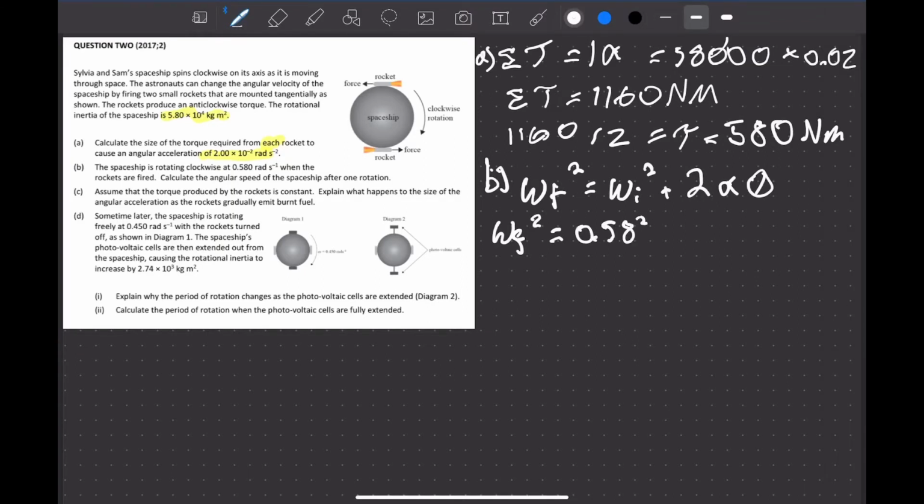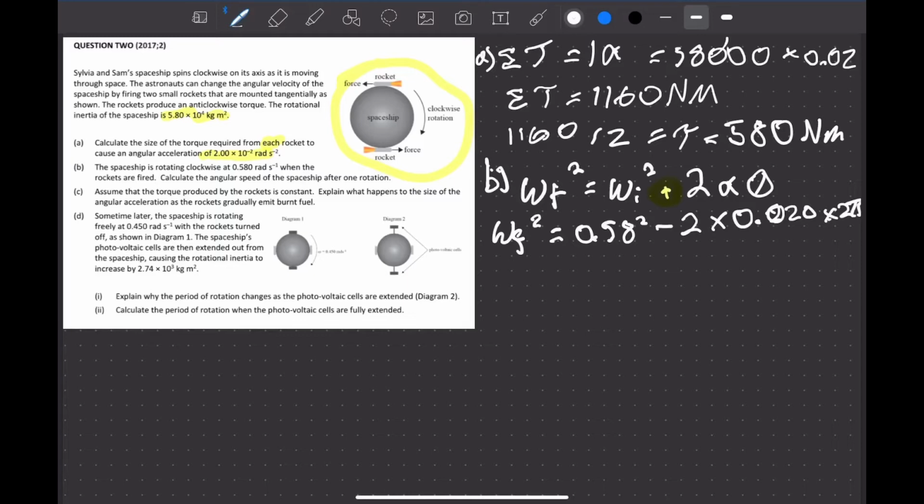0.58 squared plus, remembering when we look at the rockets in our diagram, the rockets are going to be acting anti-clockwise, where the current rotation is clockwise. So instead of putting a plus here, we are going to use a negative, and input the information. So it'll be negative 2 times, from just above, our angular acceleration, which is 0.02, not 0.2, sorry, times 2 pi.